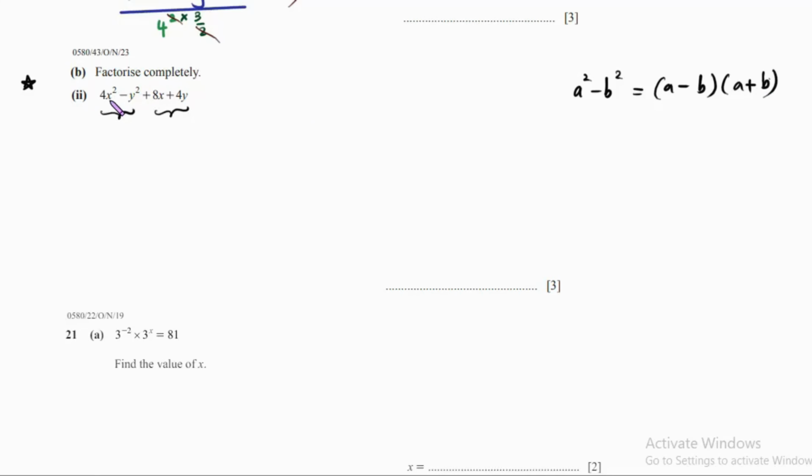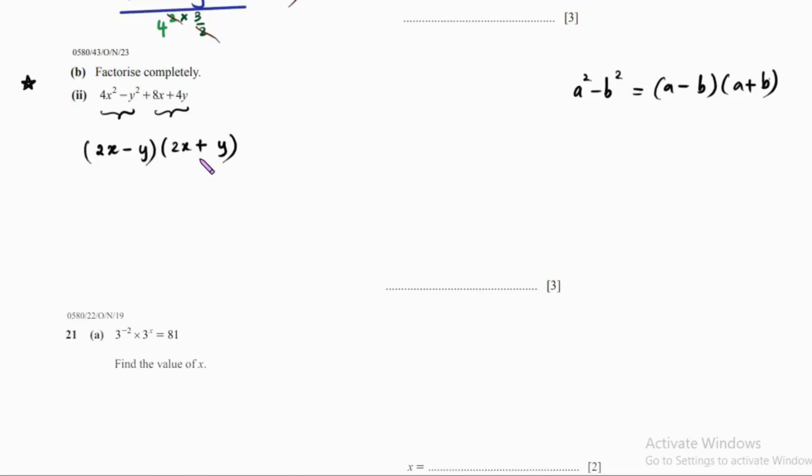We have to do the same thing here as well. We need to do it as if we are square rooting all the terms here. Square root of 4 is 2, square root of x squared is x, square root of y squared is y. So I need to write this in 2 brackets, but one with a minus and the other one with a plus.